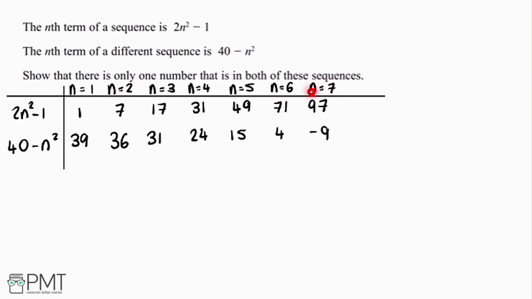So I've gone up to n equals 7. I'm just going to stop there for a minute and see what we can see. We're going to have a look if there's anything common between both of them. We can see that 31 is common. So that's great. We've shown that there's one number that's common in both the sequences. But is that the only one?